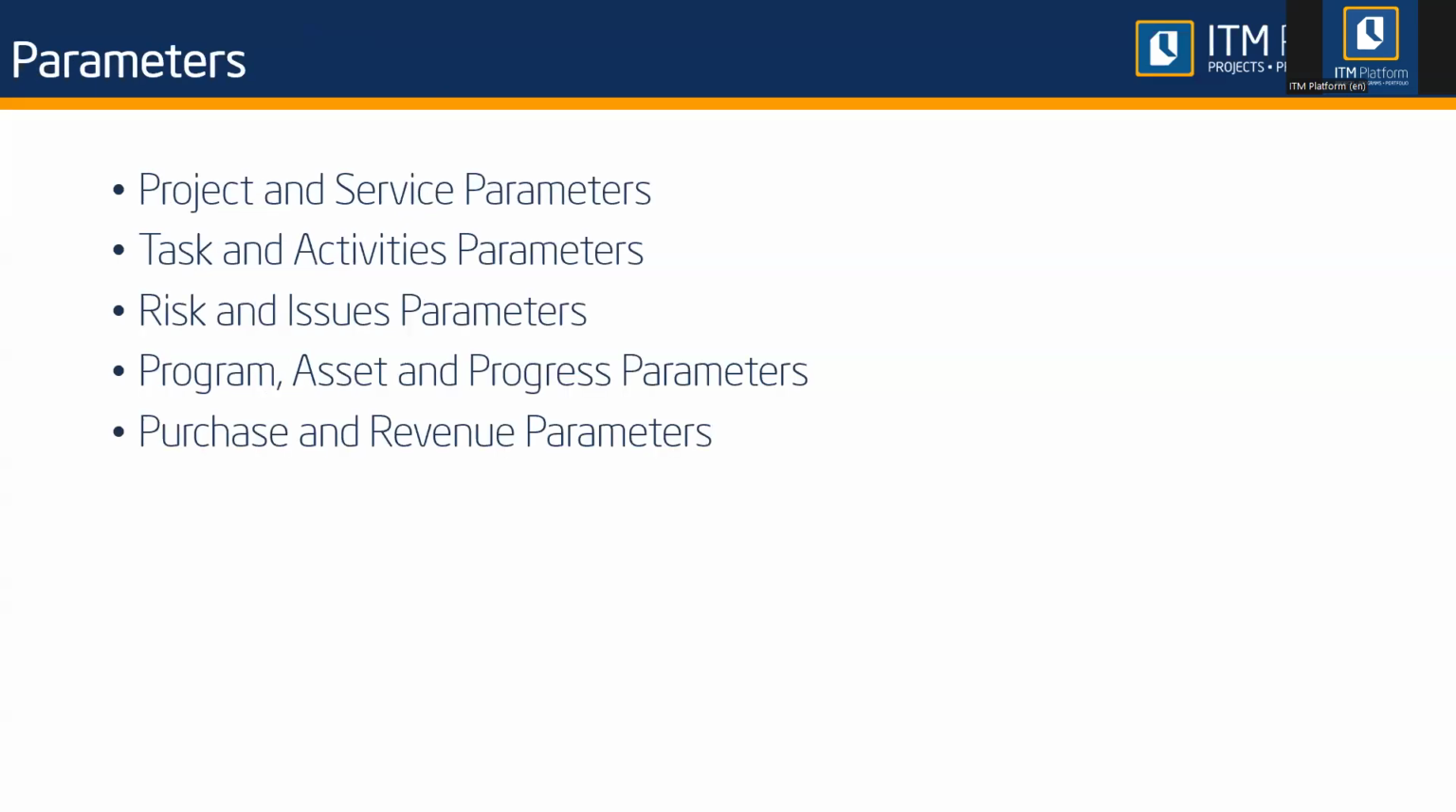Now, the next step is parameters. This is kind of the most important piece in the system setup. Okay. We will very quickly see the different areas that you can enter parameters for: projects and services, tasks and activities, risks and issues, program assets and progress parameters, and purchase and revenue parameters. So again, let me go back into the system.